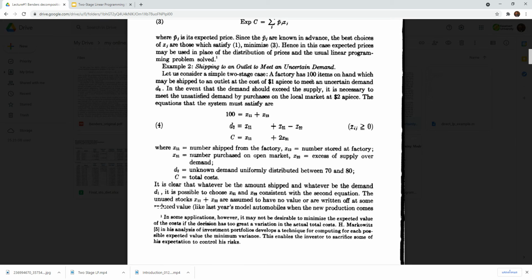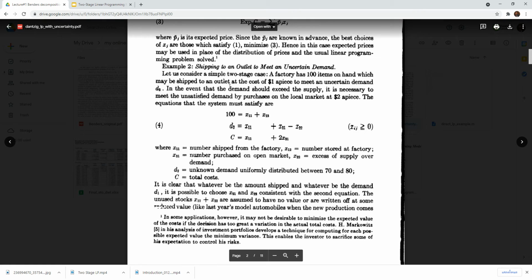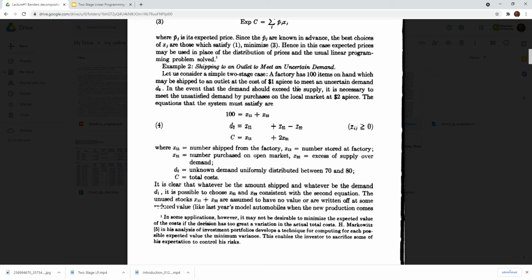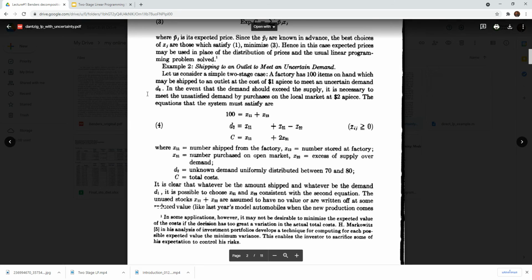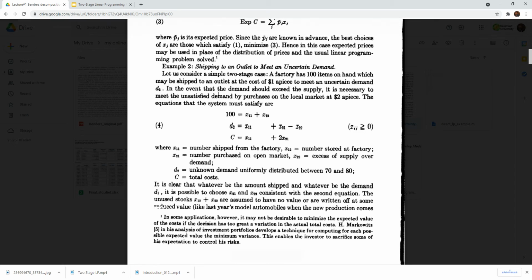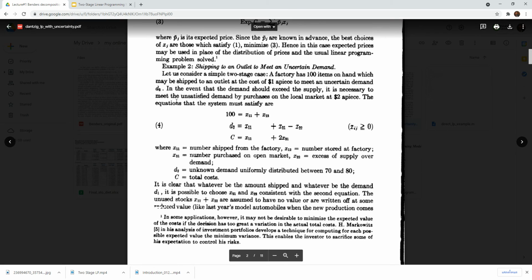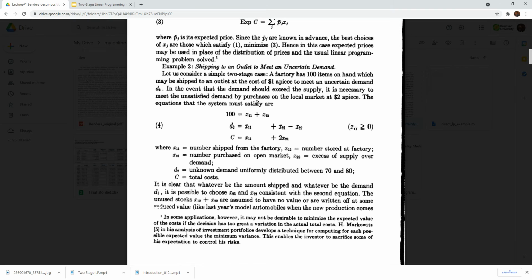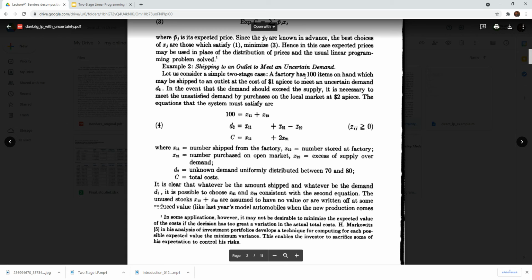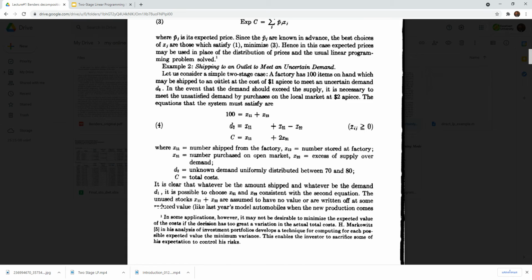A factory has 100 items on hand and they may be shipped to an outlet at the cost of $1 a piece to meet an uncertain demand D sub 2. In the event that the demand should exceed the supply, it is necessary to meet the unsatisfied demand by purchases on the local market at $2 a piece. Therefore, the system equation based upon this situation can be represented as the set of equations in number 4 here.